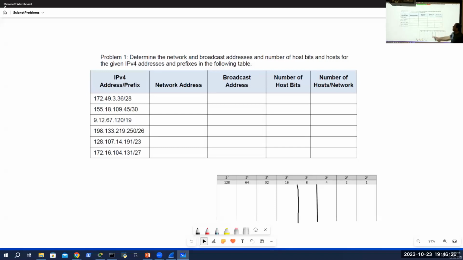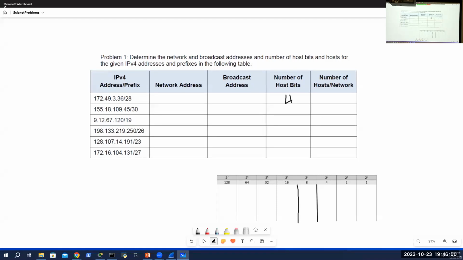So the first thing to ask is the number of host bits. How many host bits are there? There's 4 host bits, right? Because if there's 28 network bits, as specified by /28, then there's only 4 left because we've got a 32-bit address. So how many hosts per network do we have? 16.